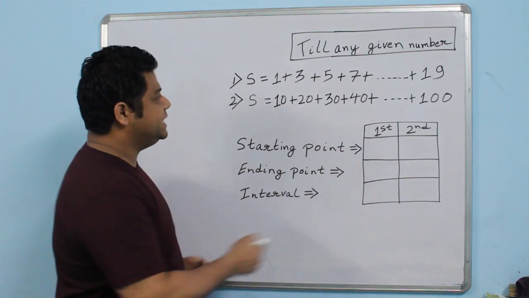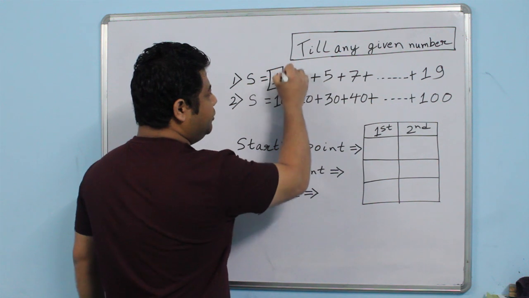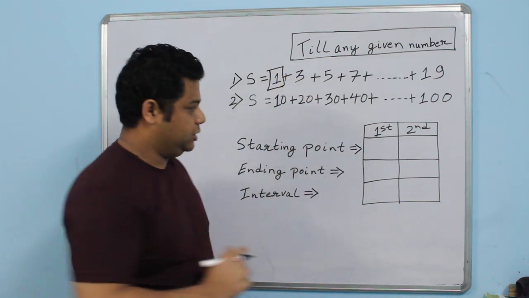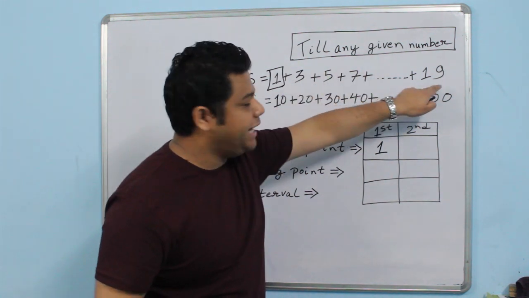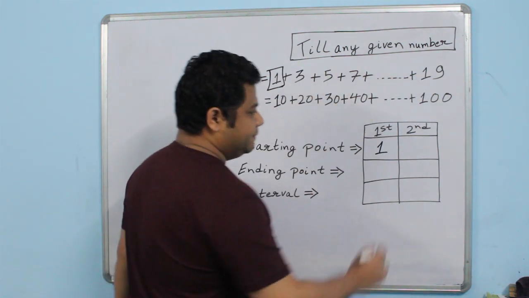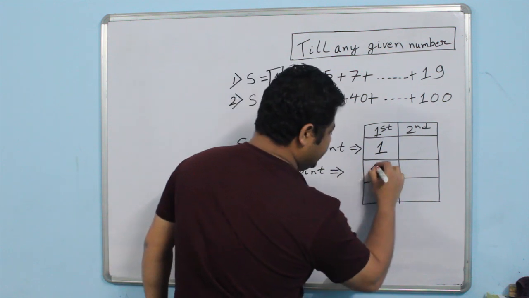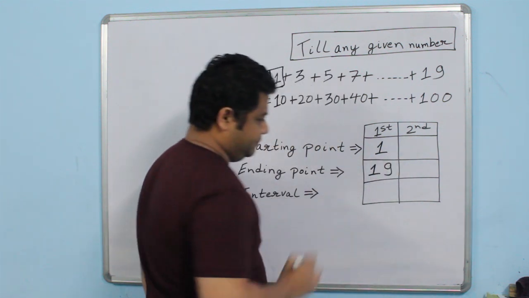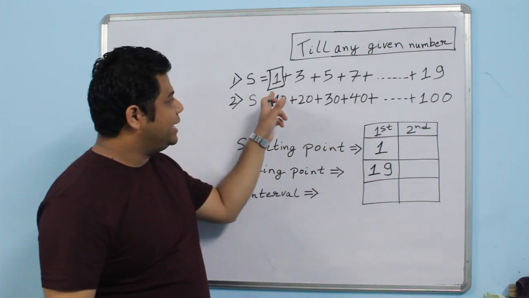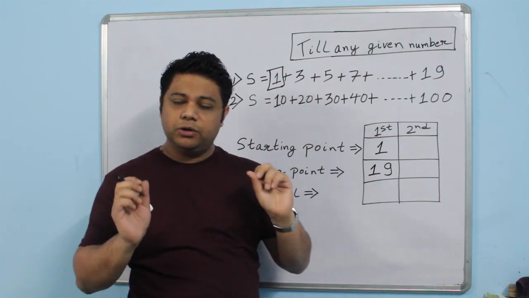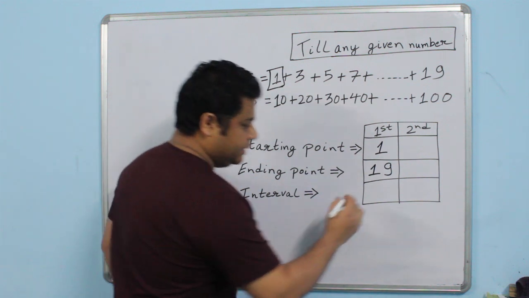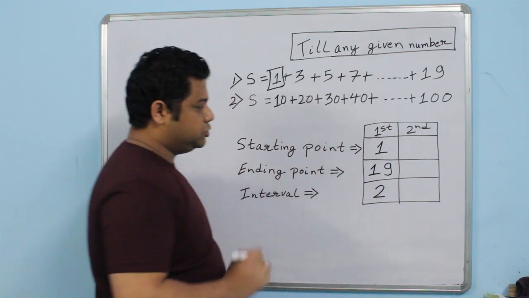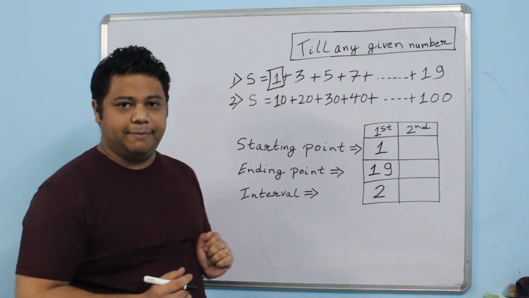In the first example, the starting point is 1, so we write down 1. The ending point is 19, so we write down 19. And for the interval, if you see 1, 3, 5, we can notice the numbers are increasing by 2. So the interval here will be 2. This is for the first example.